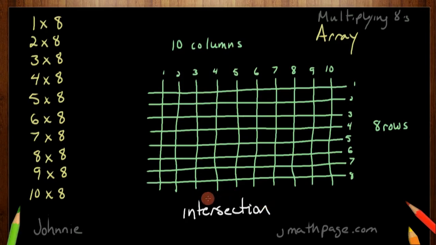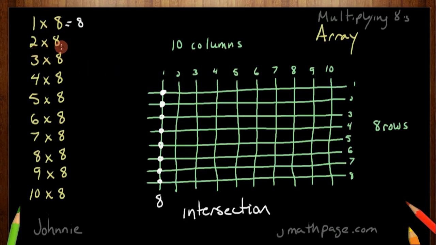Okay, so let's see what happens now. If I go one column, I see I have an intersection here, here, here, here, here, all the way down. And since I have 8 rows, I know that there are 1, 2, 3, 4, 5, 6, 7, 8 intersections. So I can say that 1 times 8 gives us 8 intersections.